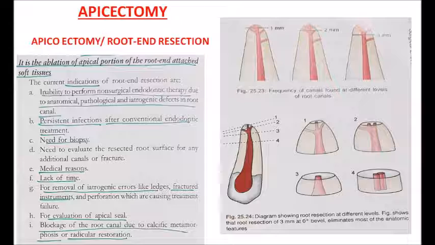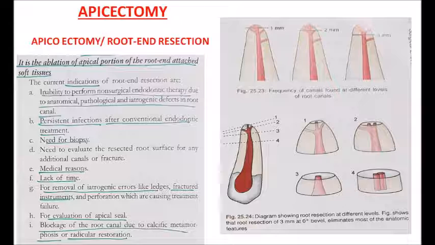What are the current indications of apicectomy? They are inability to perform non-surgical endodontic therapy due to anatomical, pathological and iatrogenic defects in the root canal, persistent infections after conventional endodontic treatment, need for biopsy, need to evaluate the resected root surface for any additional canals or fractures, medical reasons, lack of time, removal of iatrogenic errors like ledges, fractured instruments and perforations which are causing treatment failure, evaluation of the apical seal, and blockage of the root canal due to calcific metamorphosis or radicular restoration. So in these cases we can do the apicectomy procedure.